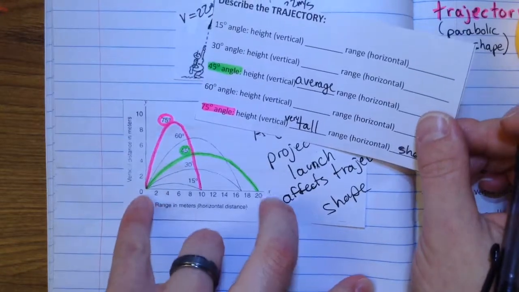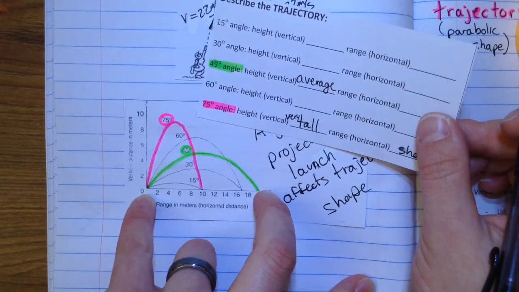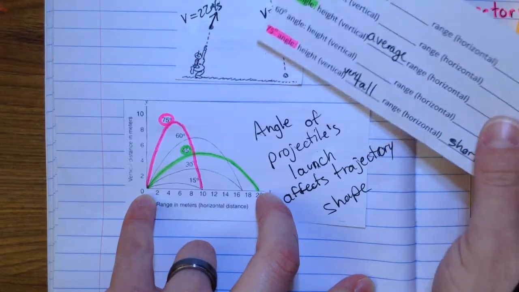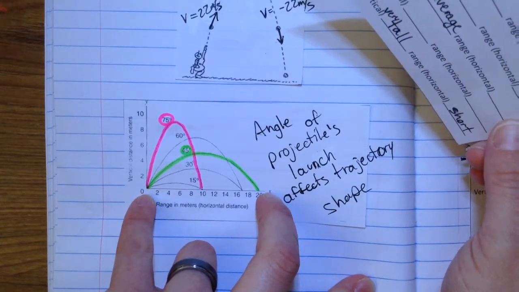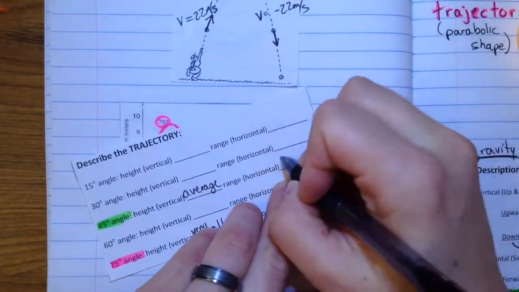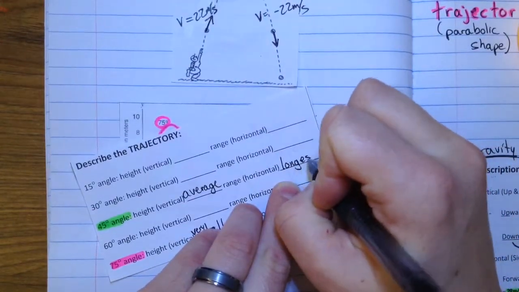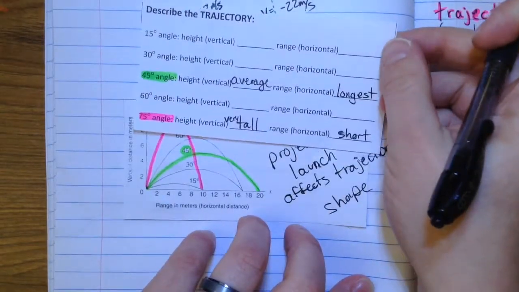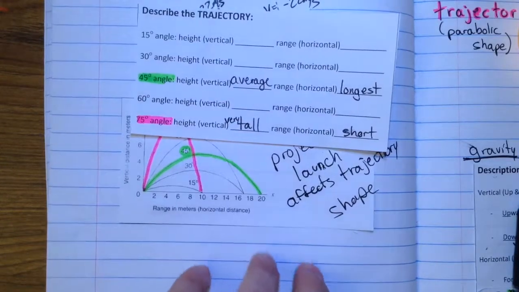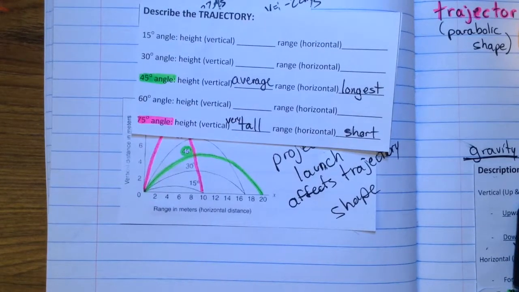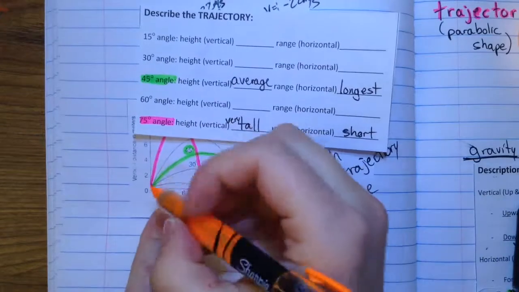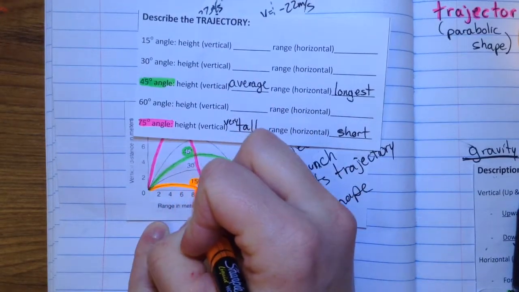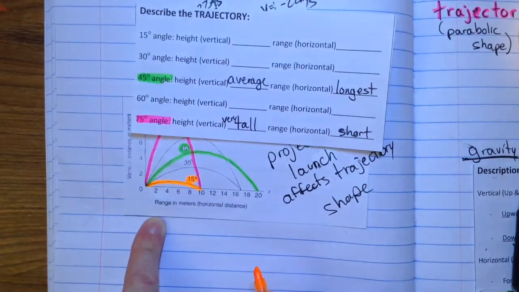Okay, how about the range? How about we say the longest? Is anything as long as that one is? Nope. So I'm going to say the longest. All right. Pick another color. I don't care which. I'm going to use orange. It's a good highlighting color. Okay. Highlight the 15 degrees.